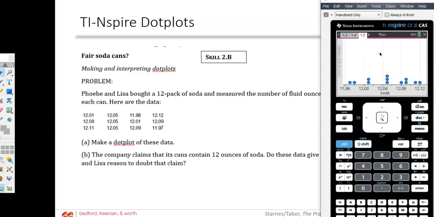Okay, so the question says, this is the number of ounces of a 12-pack. The company claims this can contain 12 ounces. Do these data give the person a reason to doubt that claim? So I don't know that you would doubt it from that. Although it does look like 10/12 of the time you get at least 12 ounces. Then, 2/12, so 1/6. But it's close at least. At least you're not going to get shorted a lot.